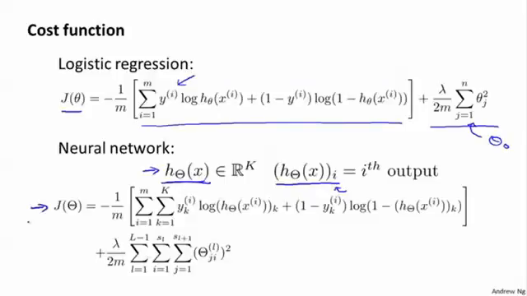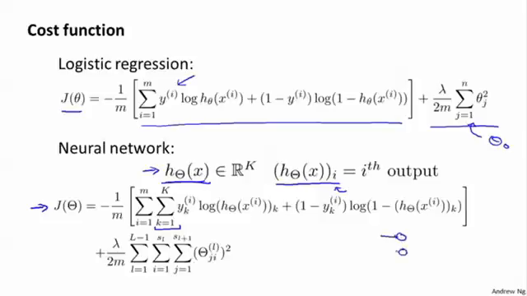My cost function J of theta is now going to be the following: minus 1 over m of a sum of a similar term to what we had for logistic regression, except that we have this sum from k equals 1 through K. This summation is basically a sum over my K output units.